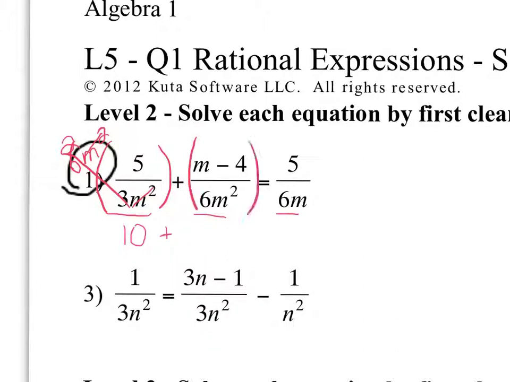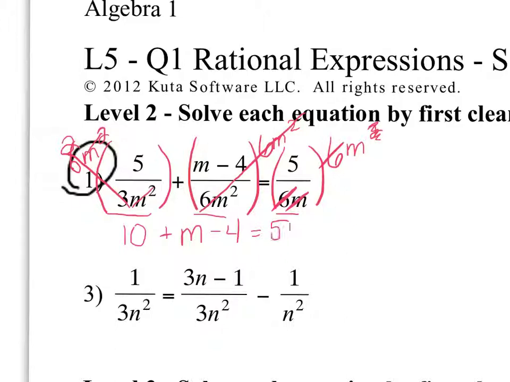When I do the second one by 6m squared, the 6m squareds cancel out and I'm left with my m minus 4. When I multiply the third one by 6m squared, the 6's cancel out. One of the m's cancels out, so I've got 5 times m, which is 5m. The 10 minus 4 gives me 6, so 6 plus m equals 5m.